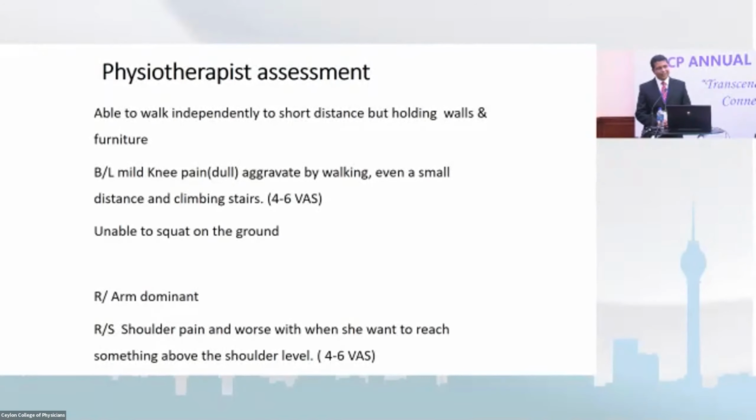She also did the upper limb examination and mentioned this patient is right-arm dominant and has right-sided shoulder pain, which is worse when she wants to reach for an object above shoulder level. Again, the visual analog scale was 4 to 6. So the good thing here is that the physiotherapist detected what I had not detected in my medical examination: pain with ambulation, and pain when doing activities like walking, climbing, as well as when reaching for an object.